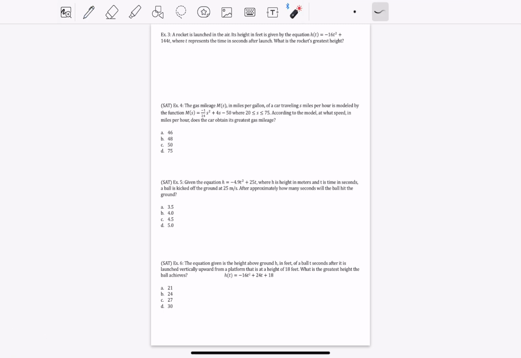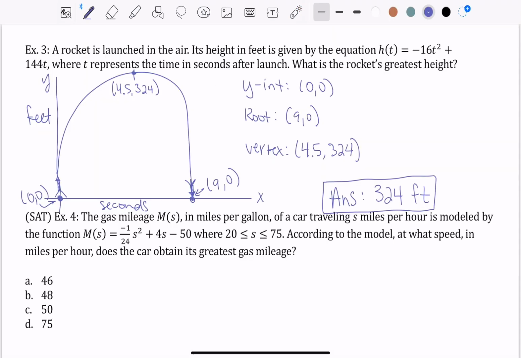Okay, we're going to work on number 3. And this one down here, number 6, these are both about how high the ball goes. So go ahead and pause, see if you can do number 3 and number 6, and then come back to check them. Welcome back. Here is example number 3.